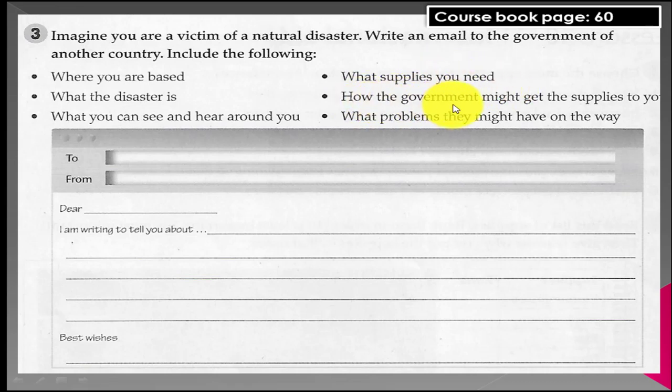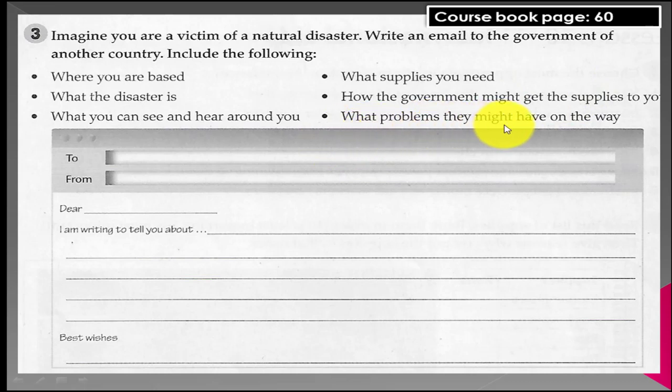How the government might get the supplies to you. That means tell them about the way they can transport the things to you. Could they transport it by plane, or by car, or by boat, or on foot? So how could they transport the supplies to you?